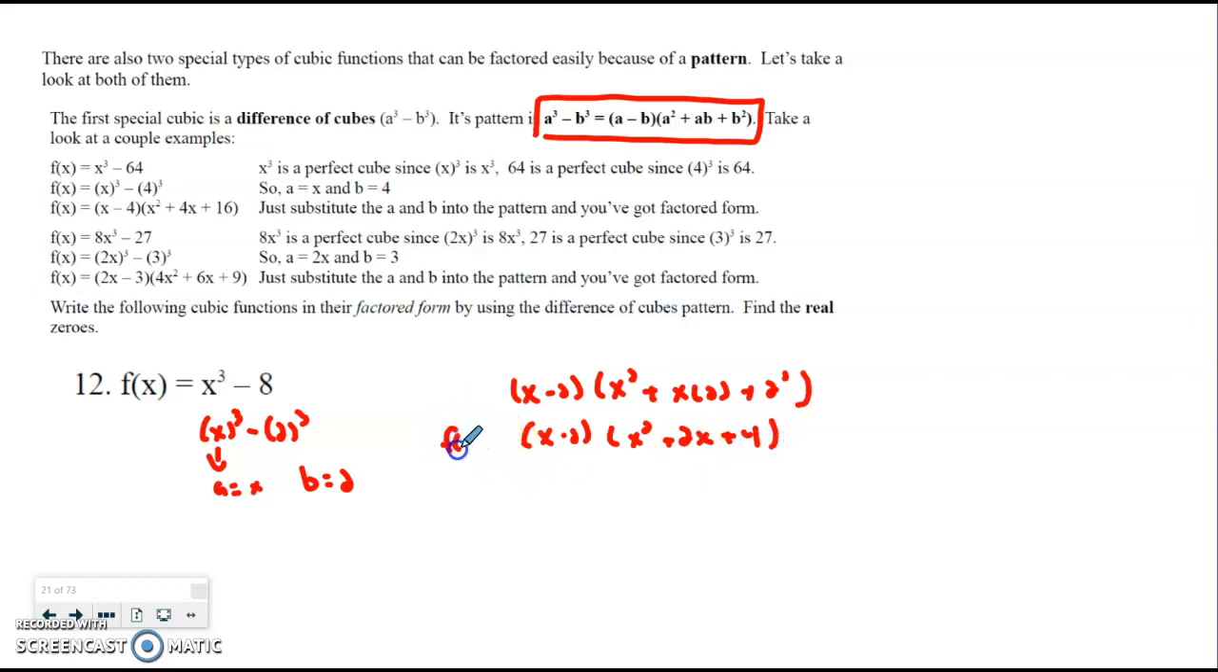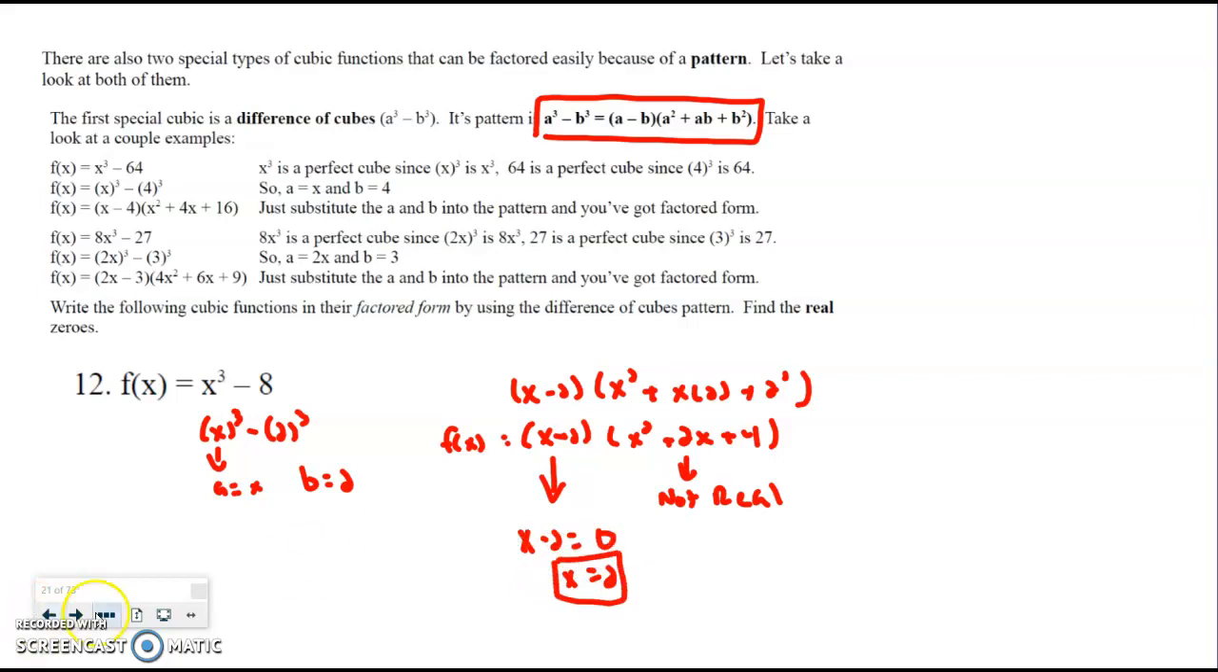So we could say it's going to be f of x equals x minus 2, and then x squared plus 2x plus 4. Now, we just want to try to find out what the zeros are. I will tell you that because of this cubic, I know this is not real, so we will not worry about x squared plus 2x plus 4, but we will look at x minus 2. If I said x minus 2 equal to 0, you guys do get x to be 2. So that is the 0 of that function.